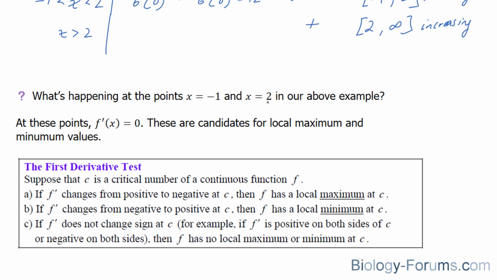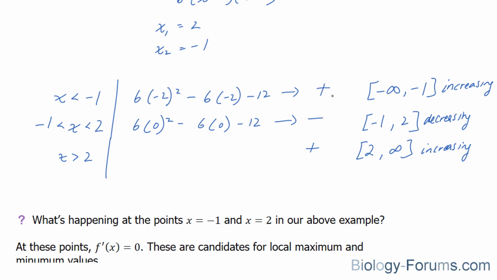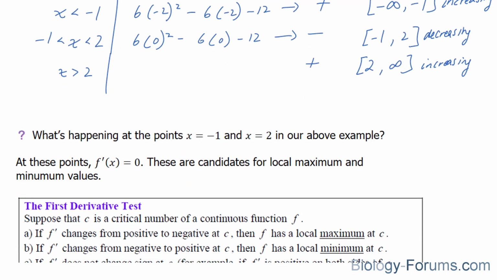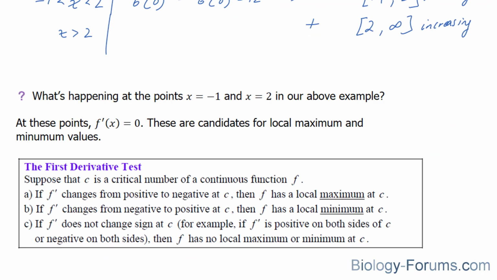If f prime changes from positive to negative at c, then f has a local maximum at c. If f prime changes from negative to positive at c, then f has a local minimum at c. And if f prime does not change sign at c, so for example, you got positive and positive or negative and negative, then f has no local maximum or minimum at c.